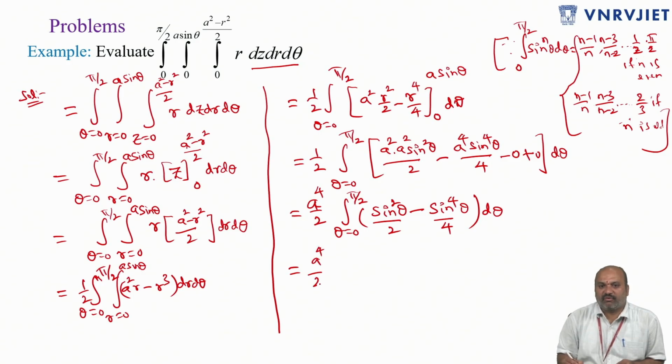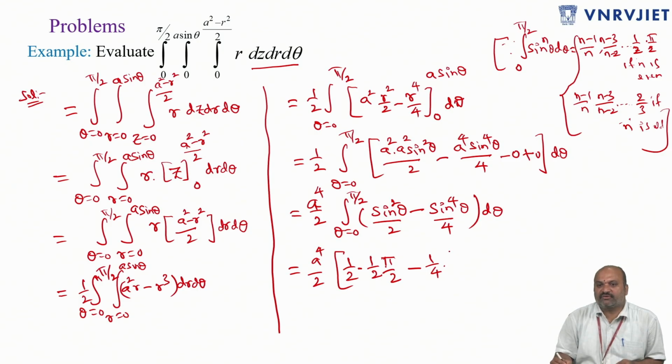So a^4/2 times 1/2 for sin squared, n equals 2, no? n minus 1 means 2 minus 1, 1 by n, 2. Once you get 1/2, just multiply it with pi/2, it is over. This is pi/2.